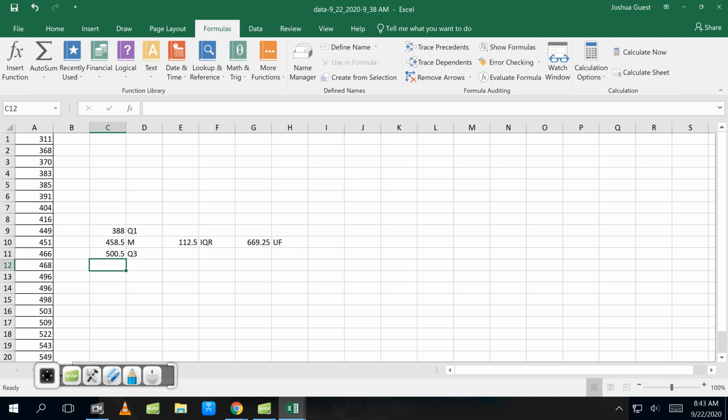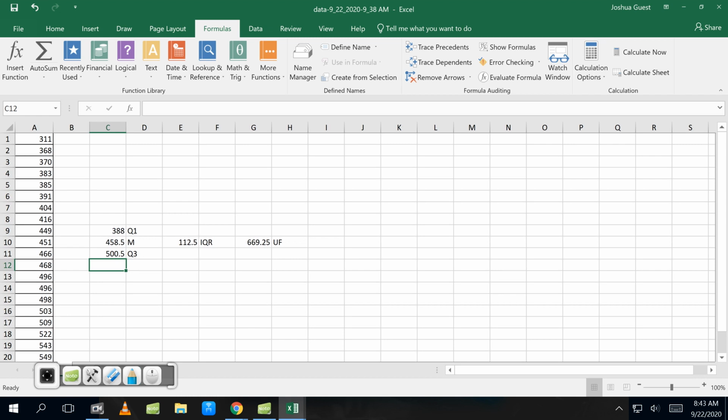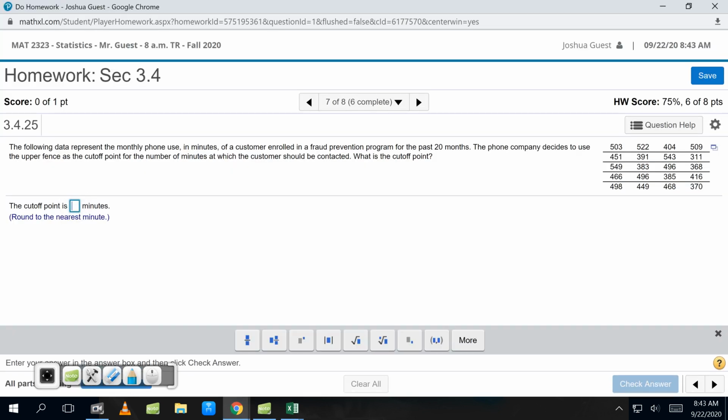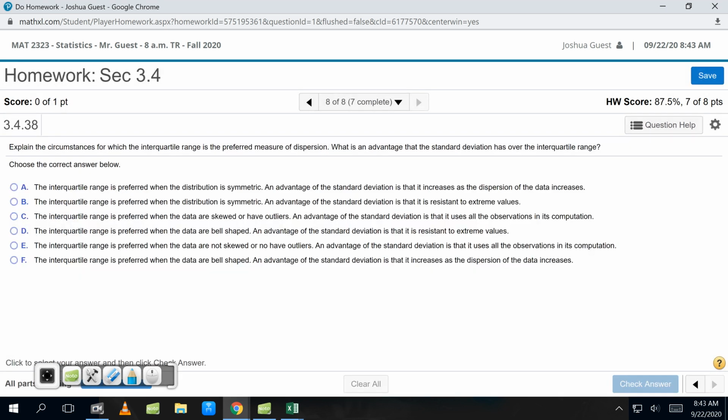Here's your interquartile range. Here's your upper fence, 669.25. If we round it, 669, let's see if that's what it says here. The cutoff point is the upper fence, 669. And excellent. There it is.